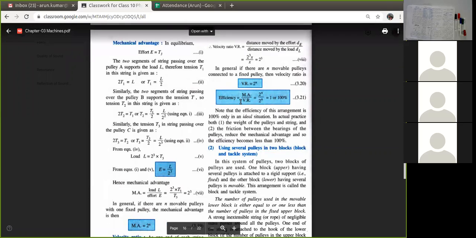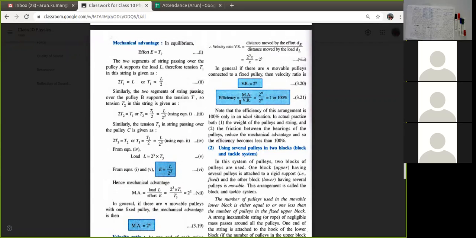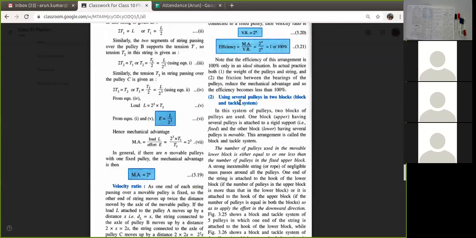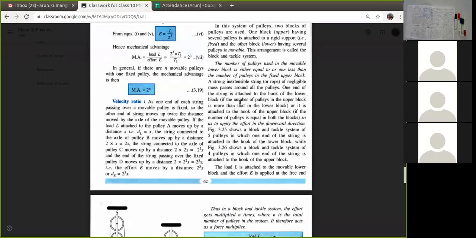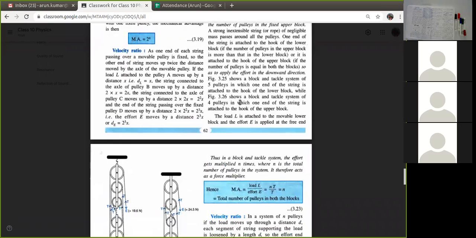Then there is a small section on efficiency. Obviously, if mechanical advantage and velocity ratio are the same, then you are going to get 100% efficiency. So ideally, there will be 100% efficiency if the weight of the pulleys and ropes, and the friction, are not taken into account. Then, using several pulleys in 2 blocks, that is the block and tackle system, read the entire section in order to understand some of the arguments, such as why they use a block and tackle system and so on.